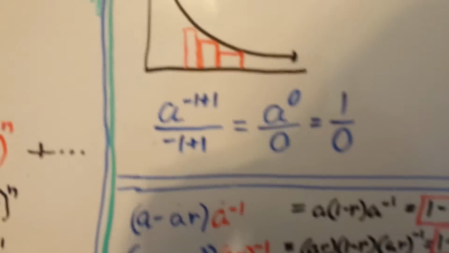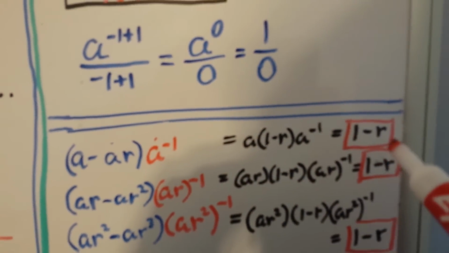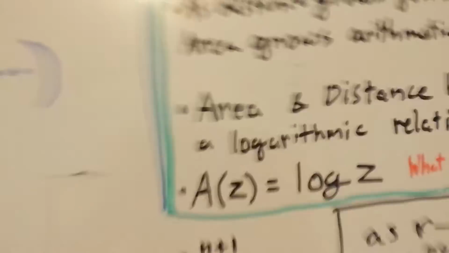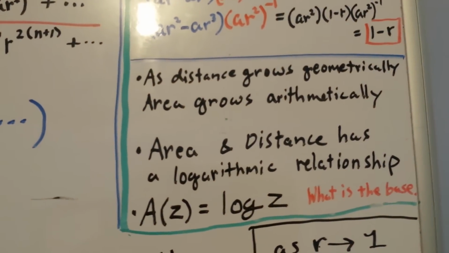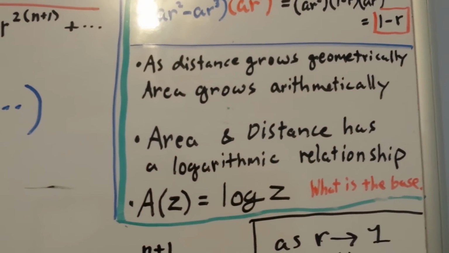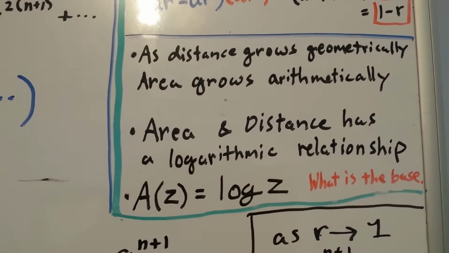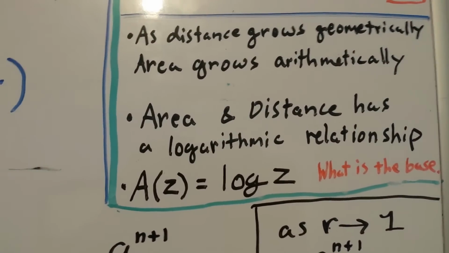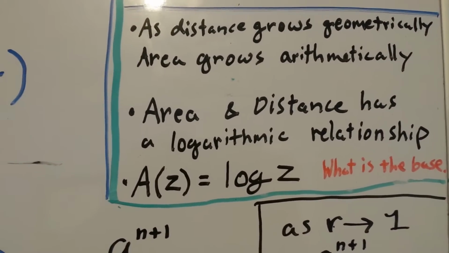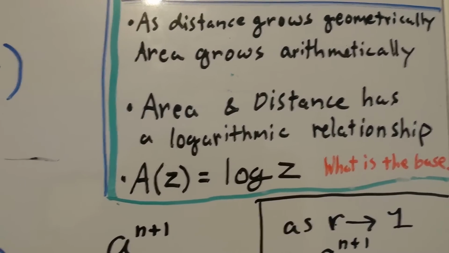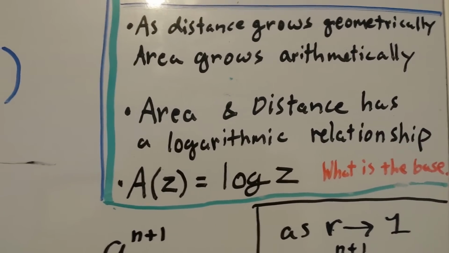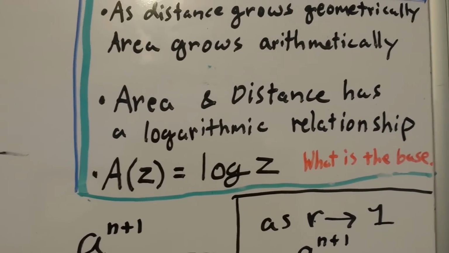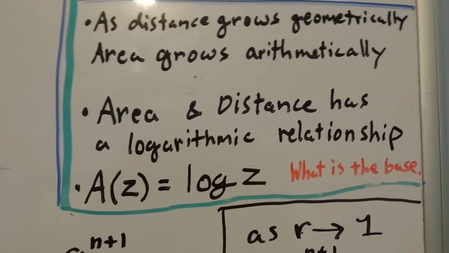Okay. One of Fermat's contemporaries noticed, however, that when we do this technique and calculate the area of these rectangles to add up to the hyperbolic curve, every rectangle has an equal area. This means that as the distance grows geometrically, the area grows arithmetically. So the area and the distance have a logarithmic relationship. In other words, the area underneath the hyperbolic curve, y equals 1 over x, from a fixed point to z equals log z. The only question now is, what is the base?